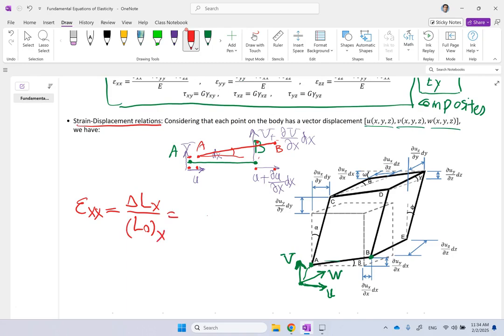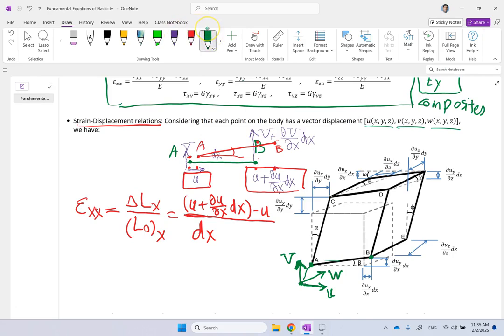And how much is the initial length? The initial length is dx. And how much is the change in the length? Well, the change in the length is the displacement axially on the right side minus the displacement on the left side. So it is u plus partial of u with respect to x dx, minus u. Correct? The displacement axially on the right minus the left.